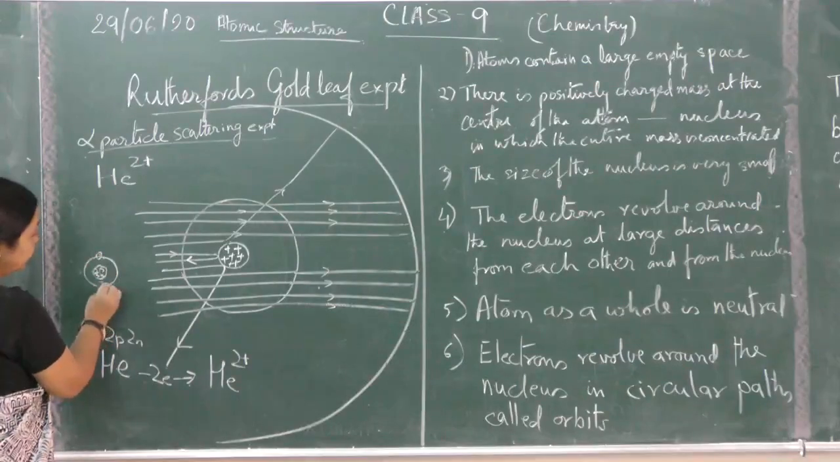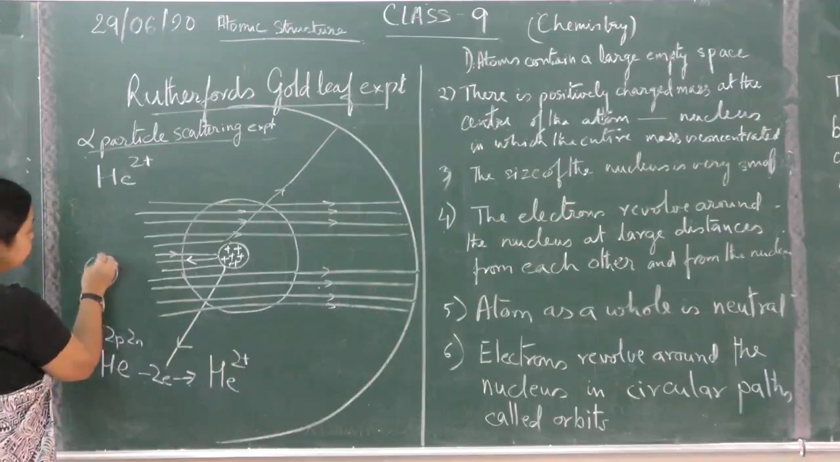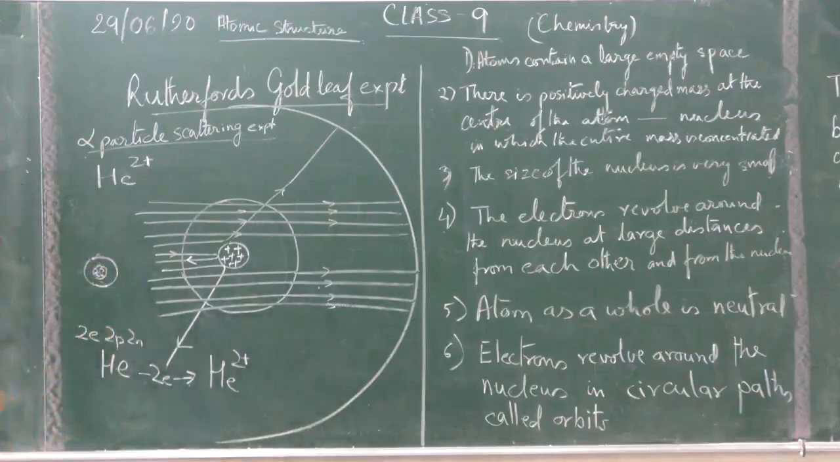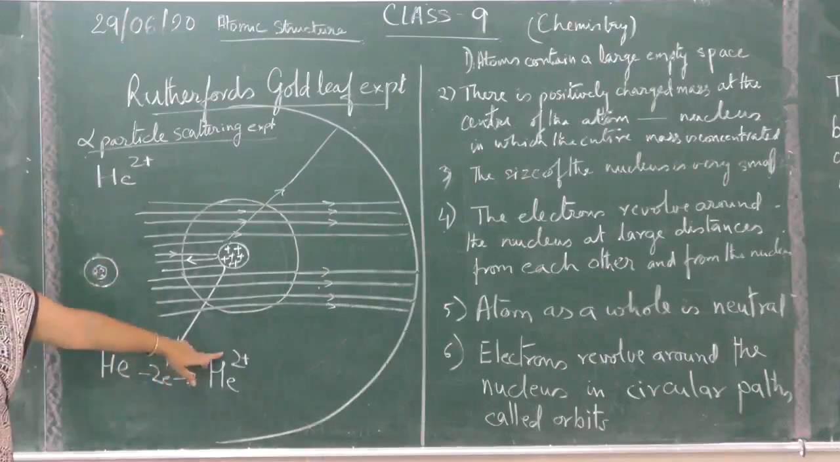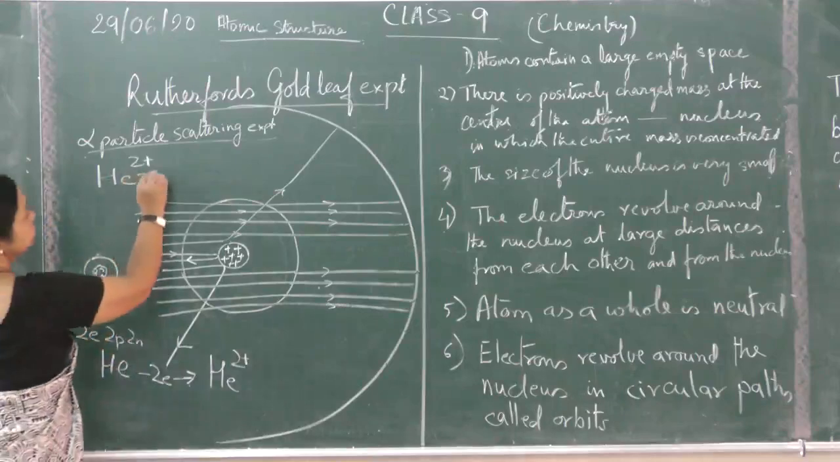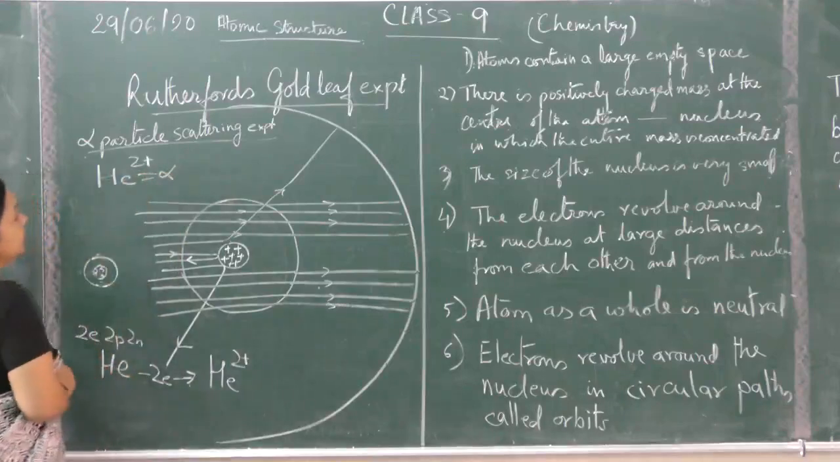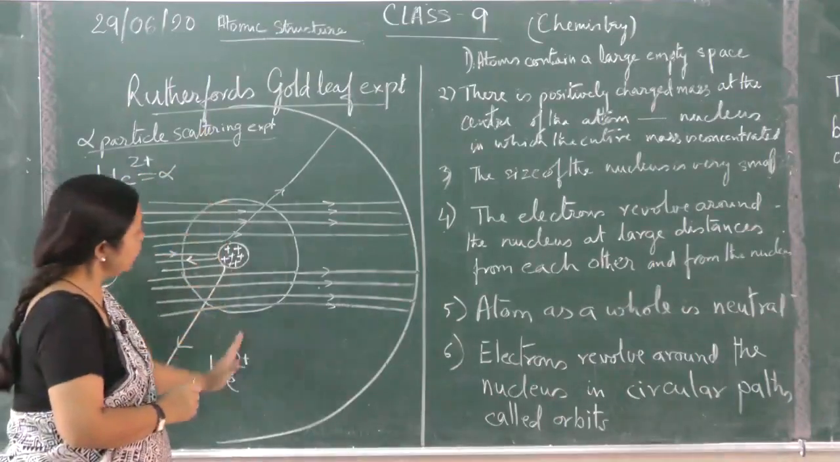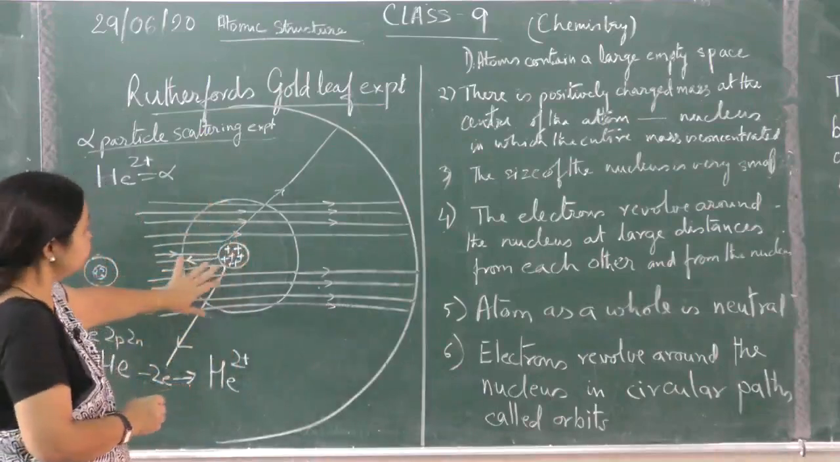Now these are ionized, the 2 electrons are removed. Now it has 2p. Neutron does not have any charge, so it is only the 2 protons. So helium becomes doubly charged, 2 positive charges on helium. So this is the alpha particle. He bombarded this sheet, and only one atom is taken over here, for example.